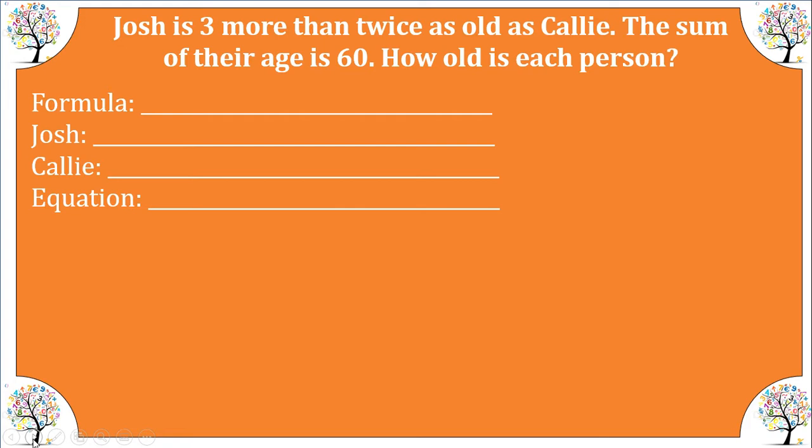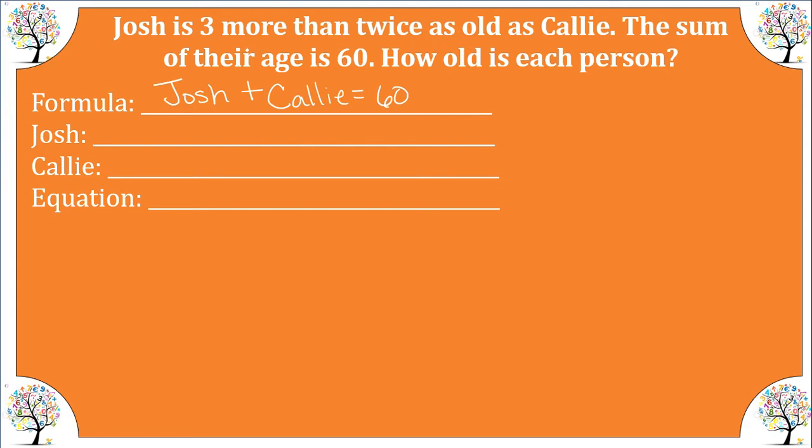So this says Josh is 3 more than twice as old as Callie. The sum of their age is 60. We want to know how old each person is. So first of all, we need to understand what kind of formula we need. If we're given the sum of their age, then our formula is going to be Josh, his age, plus the age of Callie gives us 60. So we always need to write a universal formula, like what is going on in the situation.